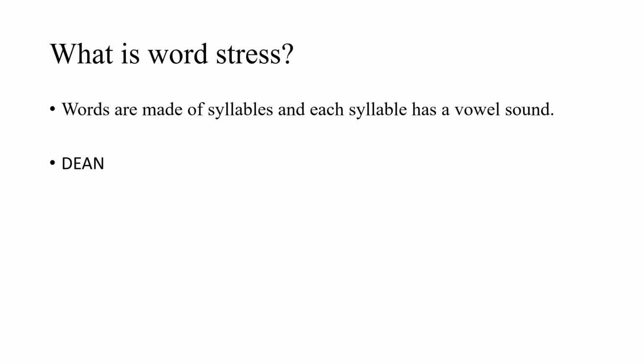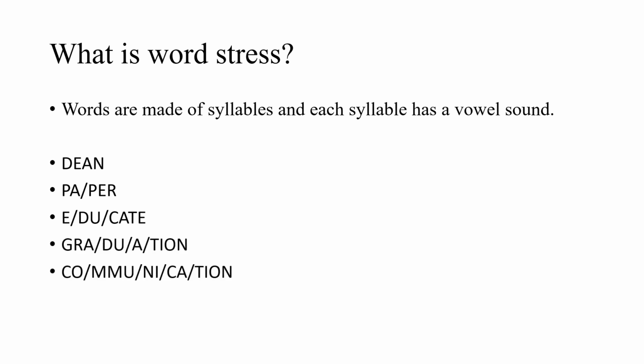What is word stress? Well, words are made up of syllables and each syllable has a vowel sound. As you see, a simple word can have one syllable, like the one provided here, dean. They can have two syllables, 3, 4, 5, and for some less popular words, they can be 6, 7, even 8 syllables. In these examples, you see that the syllables are separated by some dashes.